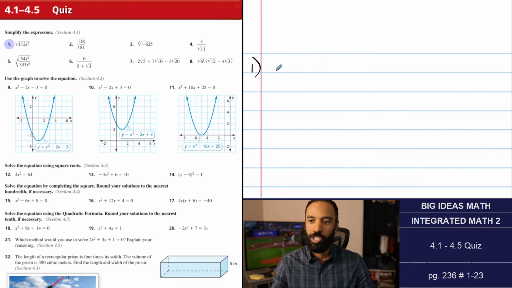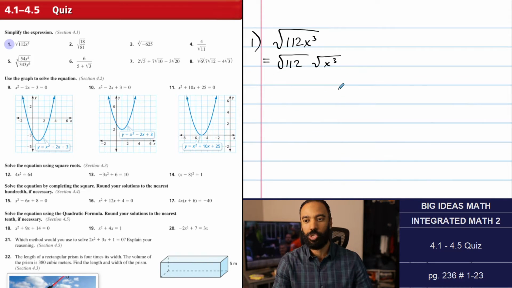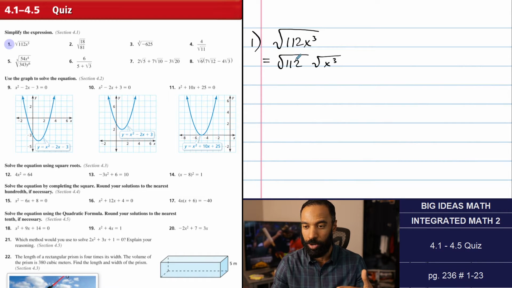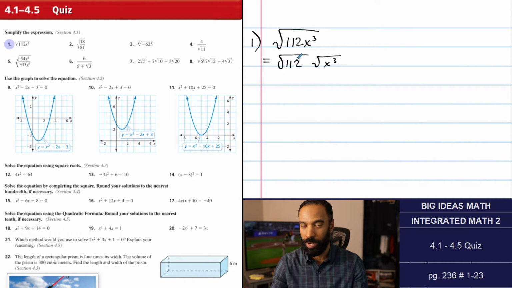So we begin with the square root of 112x cubed. Now, the way that I generally talk about these as far as teaching them is treat numbers, do numbers with numbers, variables with variables, like that. Anytime we take a square root of a number, we try and find a perfect square factor that can simplify out of this value. 112 I know for sure can divide by 4 because 100 can divide by 4. So 104 is 4 times 26, 108 is 4 times 27, 112 is 4 times 28.